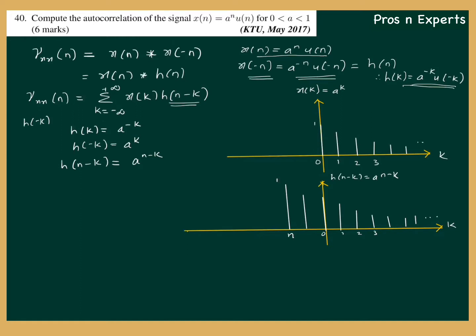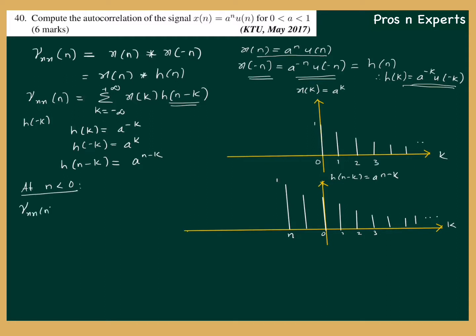So we can find out the sum of x of k into h of n minus k over sigma k equal to minus infinity, in this interval. How can you define this interval? This interval is where n is less than 0. Okay, n is less than 0.